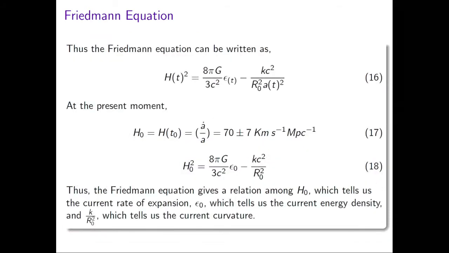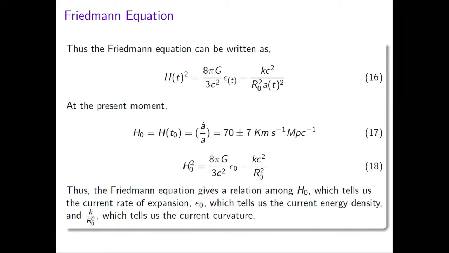When we make the substitution in the Einsteinian version of the Friedman equation, we get equation number 16, that is H of t square is equal to 8 pi G by 3c square. Sorry, a correction was needed here: in the previous part where I mentioned the Friedman equation, it had to be epsilon and not rho in the Einsteinian or general relativistic version. So it is 8 pi G by 3c square times epsilon of t minus kc square by R naught square a square. At the present moment, H naught is equal to H at time t naught.